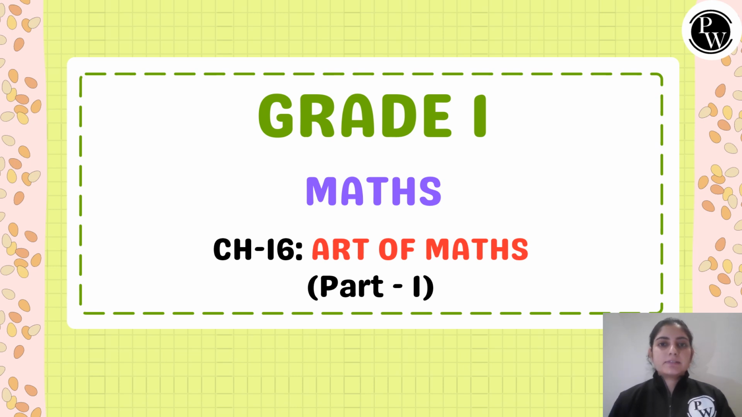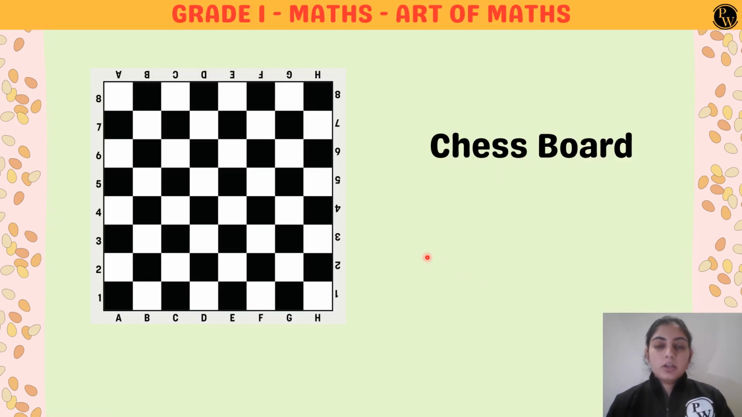So let's explore our maths chapter number 16, Art of Maths. Okay. So here we have a picture of a chessboard. And have you ever noticed that in a chessboard, after a black box, there always comes a white box, then again a black box, then a white box, then black box, and it keeps on repeating either in the horizontal form or in the vertical.